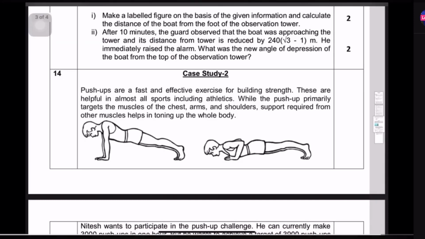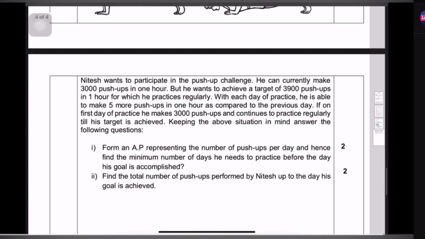Case study 2. Push-ups are a fast and effective exercise for building strength. These are helpful in almost all sports including athletics. While the push-up primarily targets the muscles of the chest, arms and shoulders, support required from other muscles helps in toning up the whole body. Nitesh wants to participate in the push-up challenge. He can currently make 3000 push-ups in 1 hour, but he wants to achieve a target of 3900 push-ups in 1 hour, for which he practices regularly.